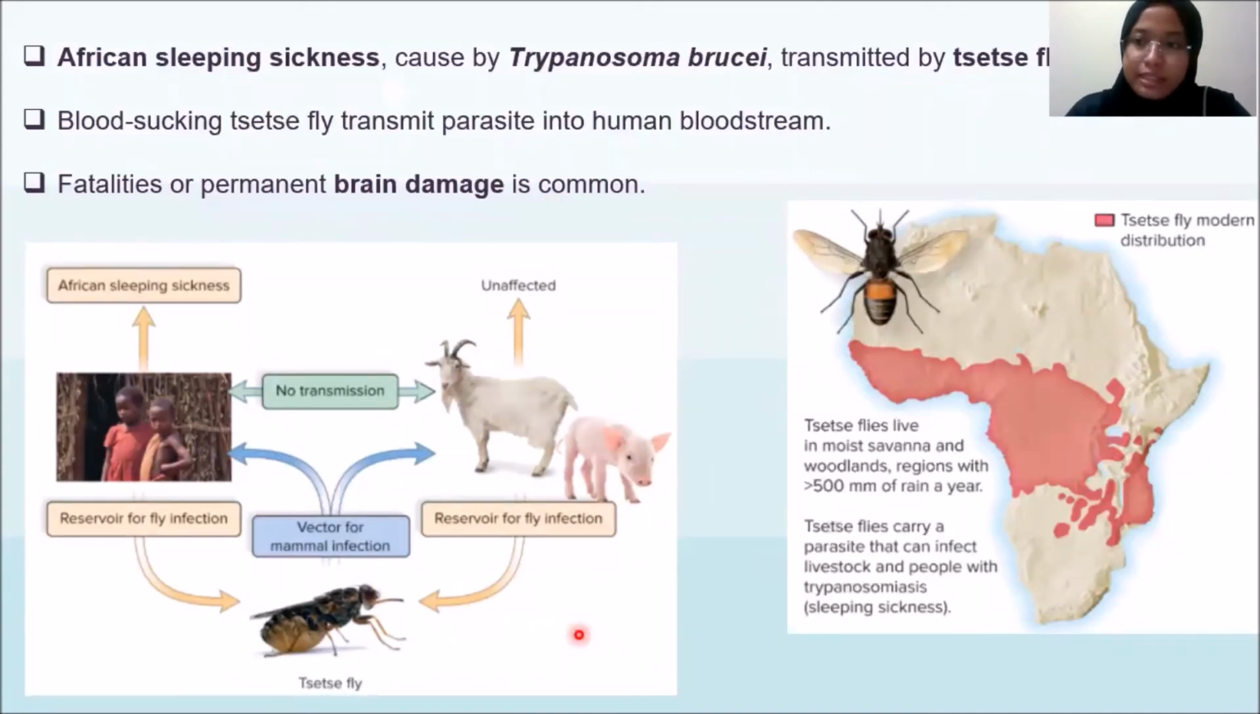The tsetse fly first becomes infected with the parasite when it bites either a human or another mammal, such as domestic cattle and pigs, that carry Trypanosoma brucei. The tsetse fly will transmit the parasite into the human bloodstream while feeding. Trypanosoma brucei will attack the brain, causing behavioral change and a shift in sleeping patterns. The tsetse fly can only be found in sub-Saharan Africa.